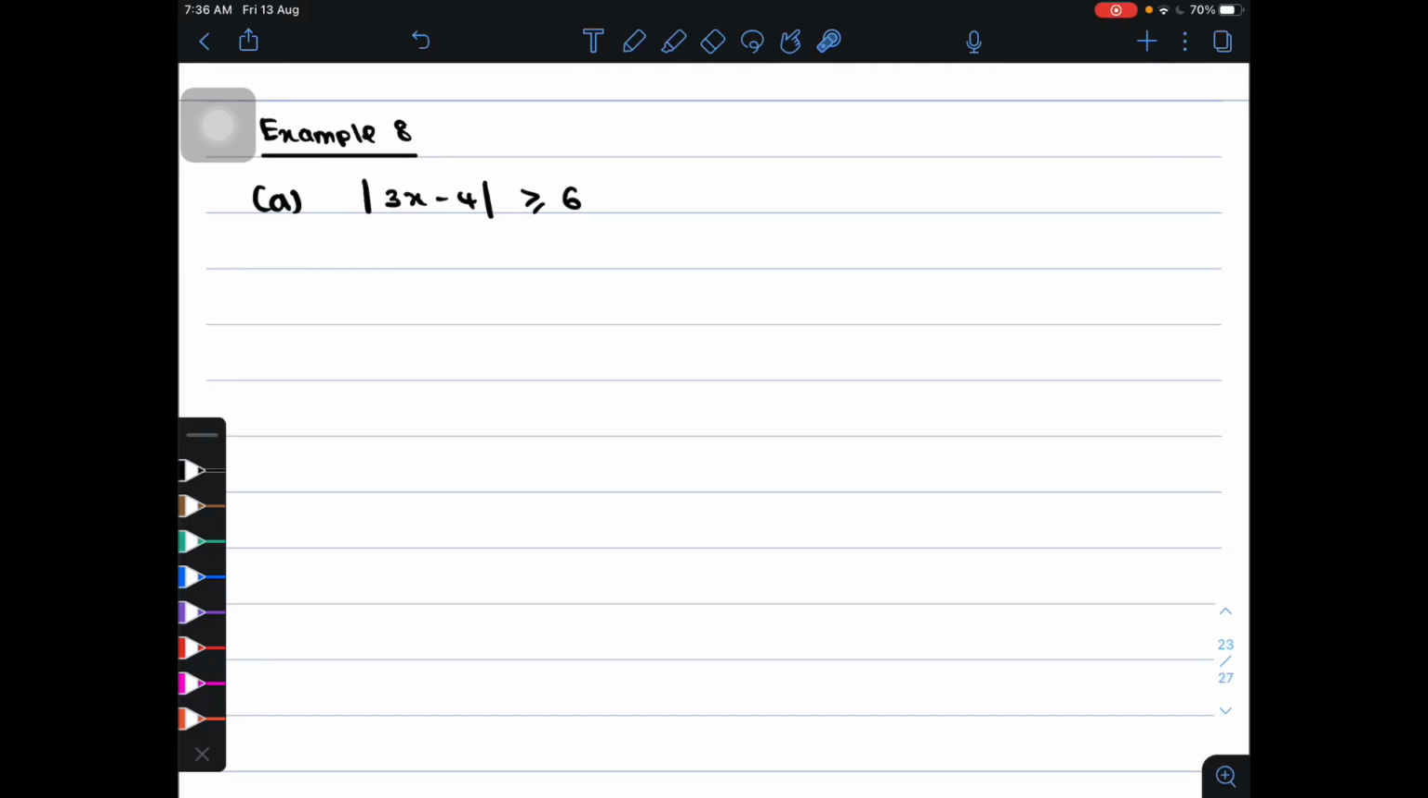Let's do example 8. Question A, we have modulus 3x minus 4 more or equal to 6. So I know that this is absolute inequalities. So it's either gola or squaring both sides. One modulus means that we need to use gola. So since we have more or equal to sign, we need to use go.